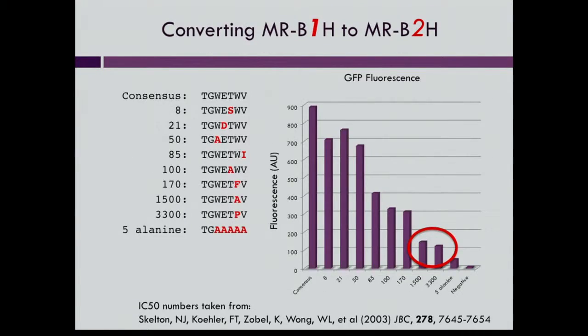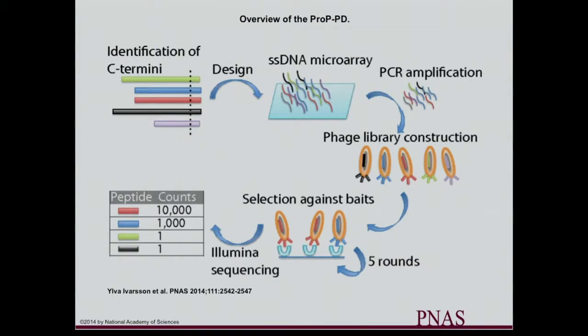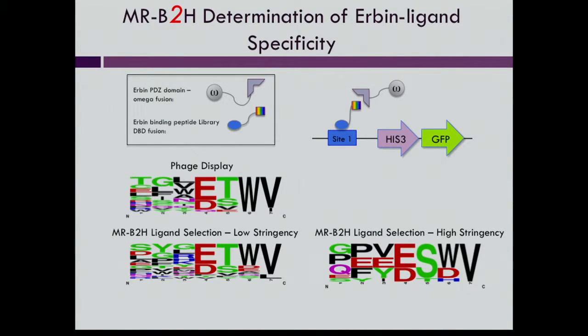And if we go back to this one, you can see, when we make substitutions at the -1 position, these are very low affinity interactions. So that implies that what we're recovering in this very low stringency selection is a very wide range of affinities, from substitutions or low affinity at the -1 position all the way up to the consensus target. Now, if we want to lead to, yeah?